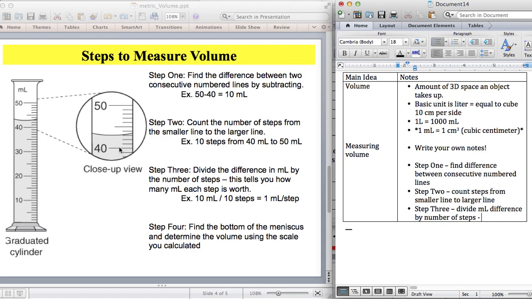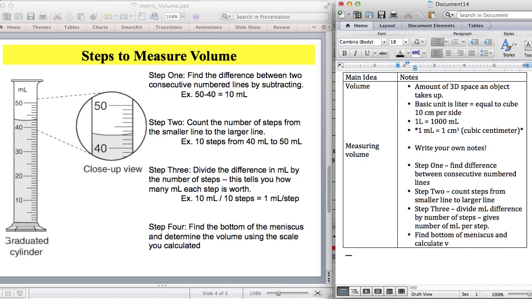So a lot of them, it's going to be pretty straightforward. Like this one, each line is worth 1 milliliter. 1, 2, 3, 4, 5, 6, 7, 8, 9, 10. 10 divided by 10 gives me 1 milliliter per step. That's the number of milliliters per step. And then we're going to find the bottom of the meniscus and calculate volume. So 40, I know that each step now is worth 1, 41, 42, 43.